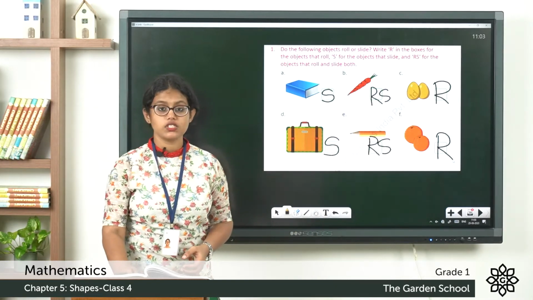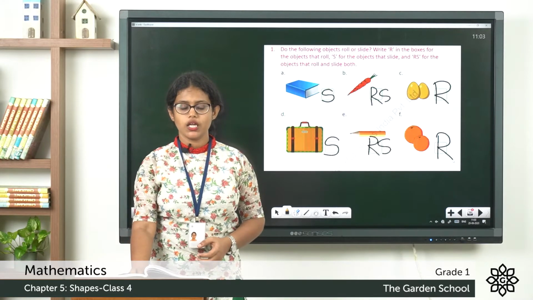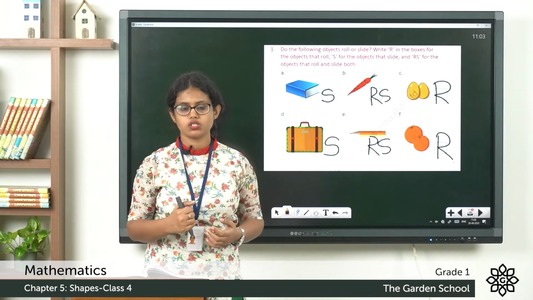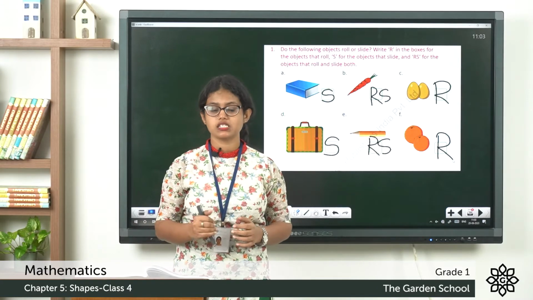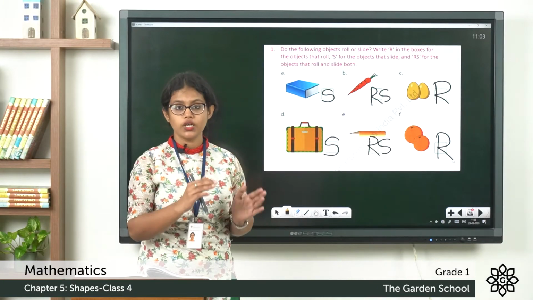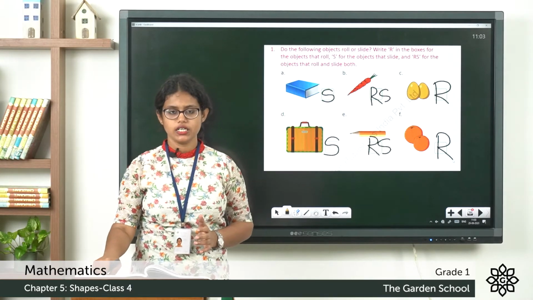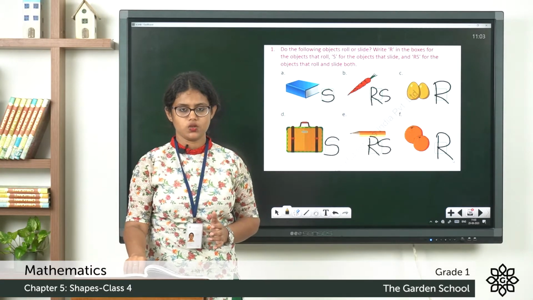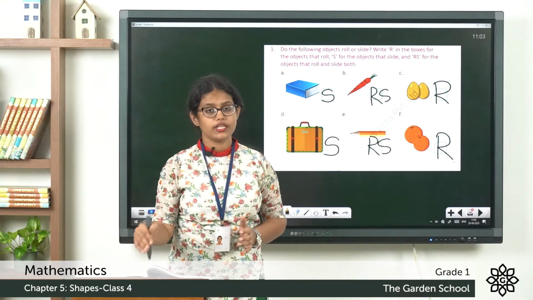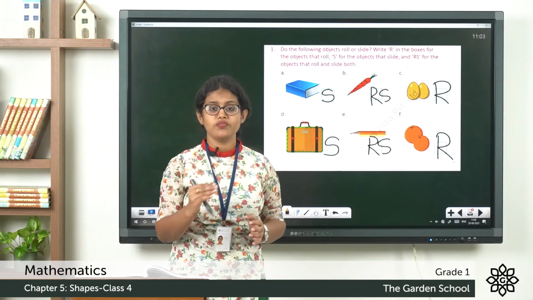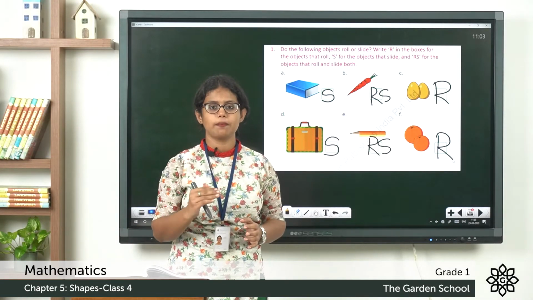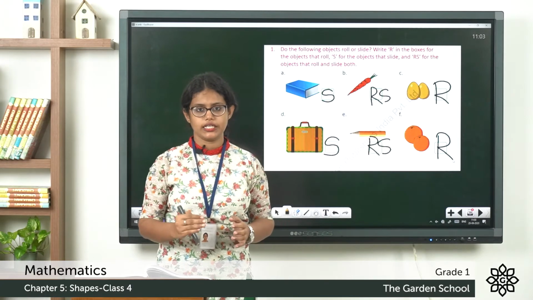And there is an activity for you to do. Then you will be more clear about the concept of rolling and sliding. For this, you need a wooden board, and you can use the things given here and do this activity. You can do this activity with the help of your parents, and you will be much clearer about rolling and sliding.